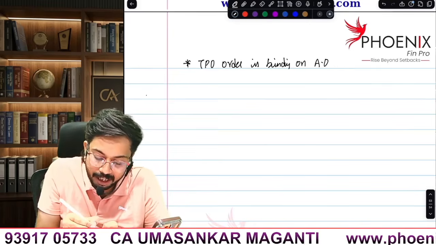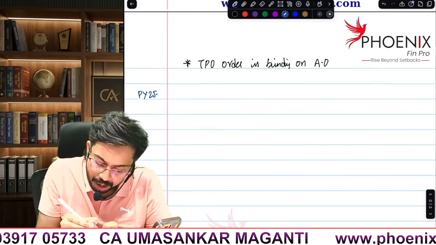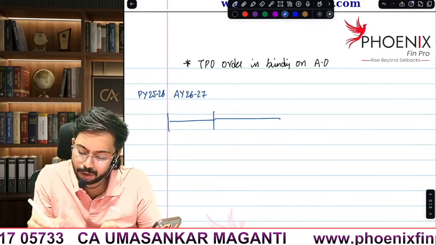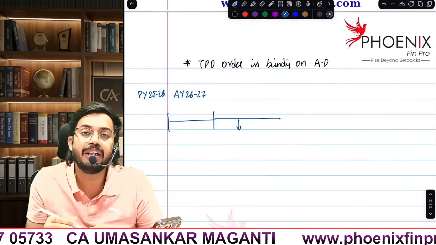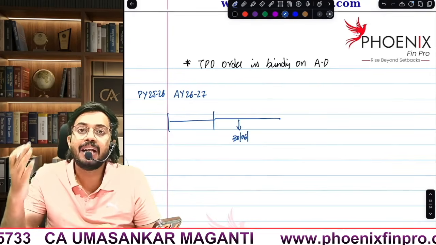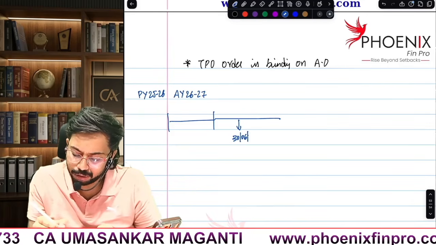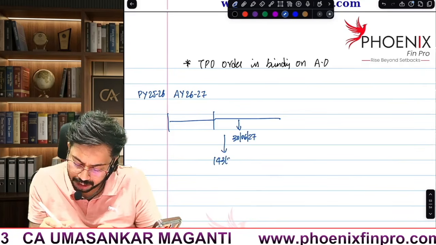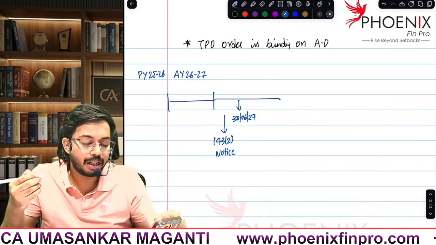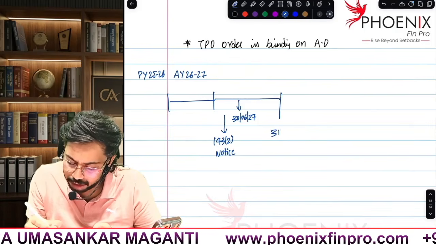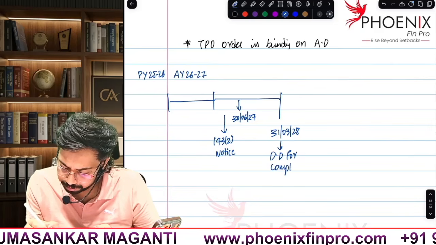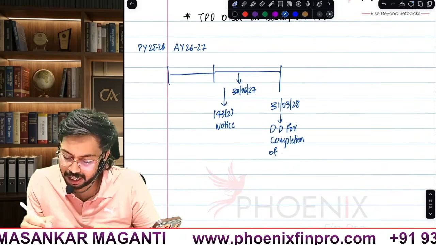For example, previous year 25-26 is there. What is the corresponding assessment year? The corresponding assessment year is 26-27. With regard to 26-27, notice was issued. The due date for issuing the scrutiny assessment notice under 143(2) is 30th June of the financial year following the assessment year. So 30th June 2027. So a 143(2) notice was given. Whenever a 143(2) notice is given, obviously assessment will be done. What is the due date for completion of assessment? The due date for completion of scrutiny assessment is 31st March 2028.